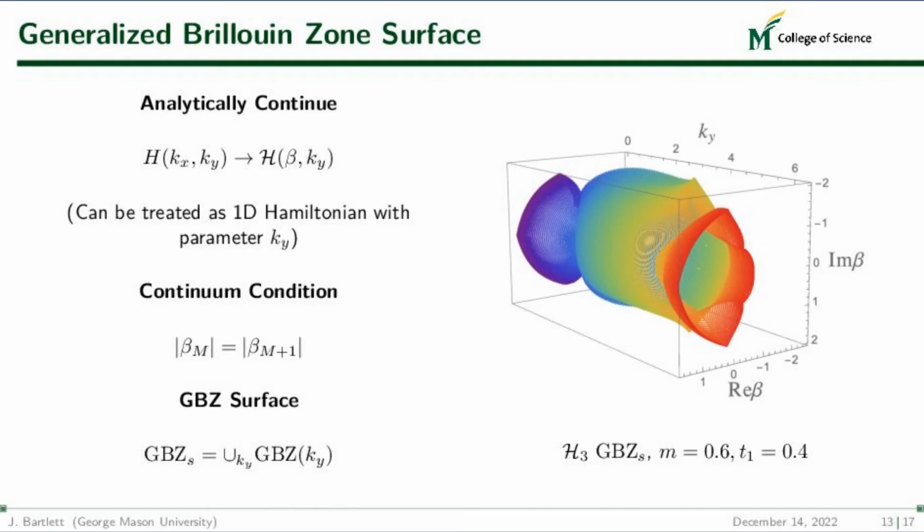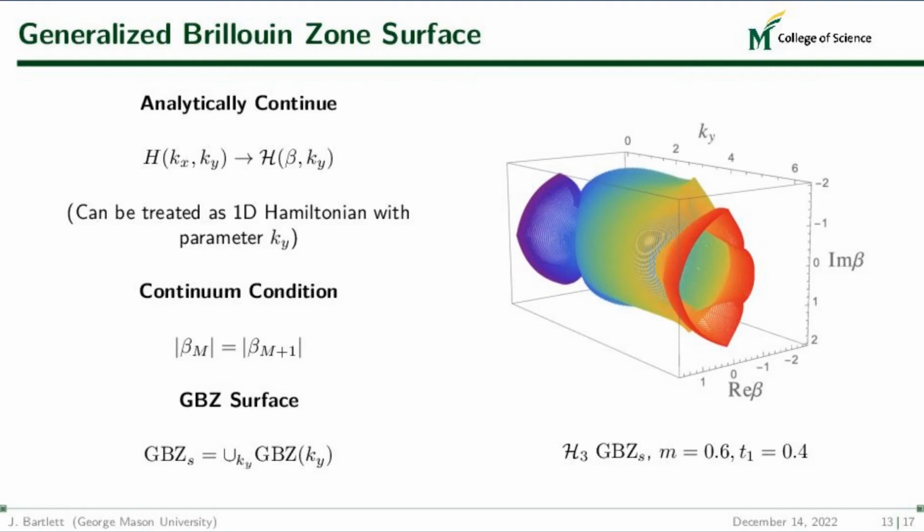We then treat ky as a good quantum number, so we can input a value for ky, solve our H beta, and then input a new value for ky, and so on. We'll do the same method where we impose this continuum condition, and as we vary ky, we'll get a series of curves. If you have enough fidelity, you can produce what we call a GBZ surface. An example of this is shown on the right.